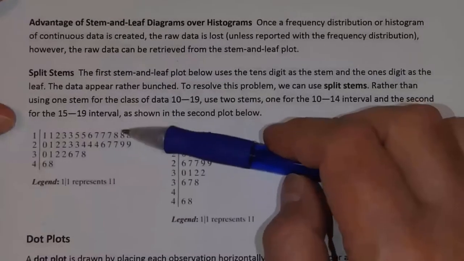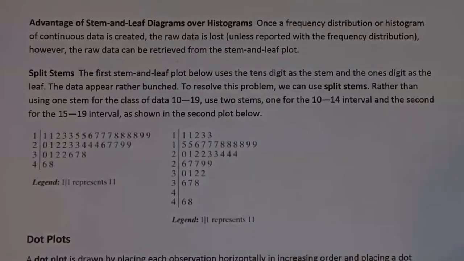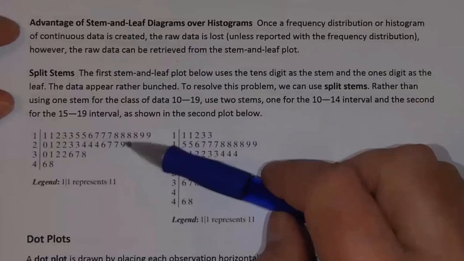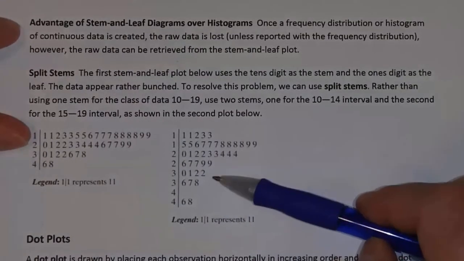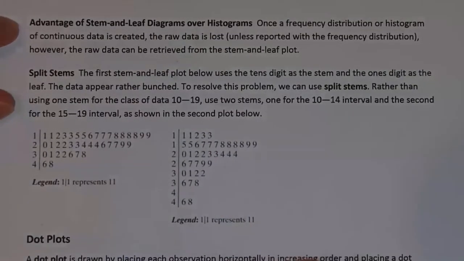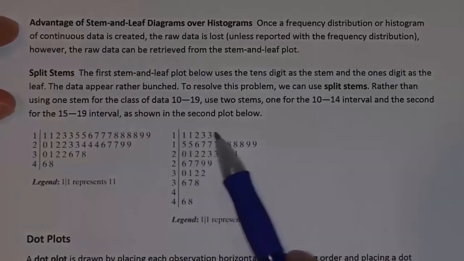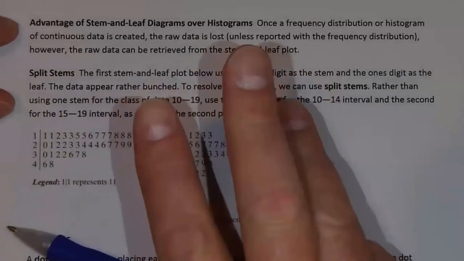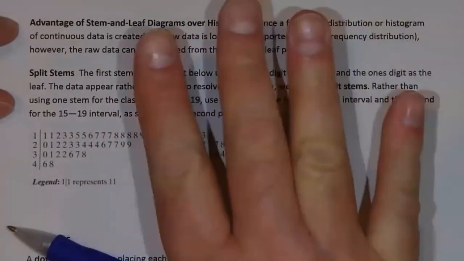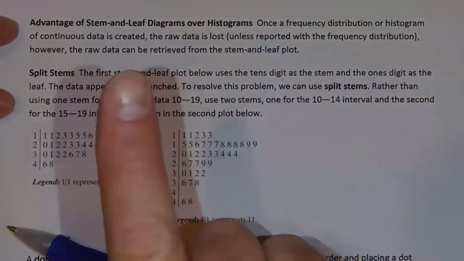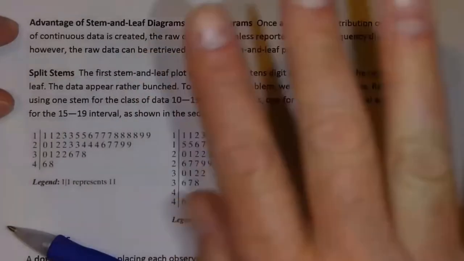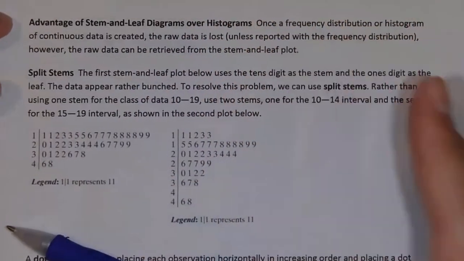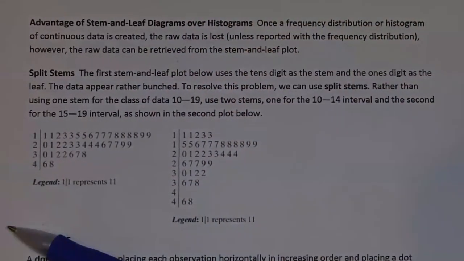So essentially what I'm doing is changing my class width. Instead of using a class width of 10, I'm using a class width of 5. So again, anything from 10 to 14 would go in the first line because 10, 11, 12, 13, 14, there's 5 values there. And then 15, 16, 17, 18, 19, there's 5 values there. So again, I'm splitting the 10 possible values into 5 and 5.